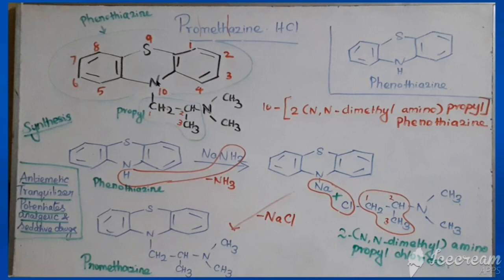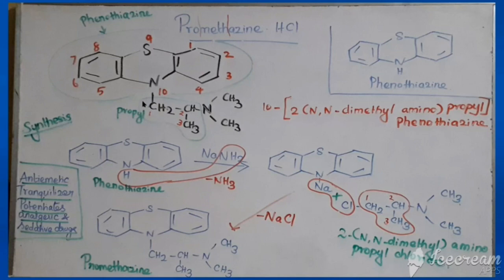Now we'll see the synthesis. So first we have taken phenothiazine, and that one is treated with NaNH2. That can be called as sodamide or sodium amide or sodium azanide. So by the addition of sodamide, what happens? NH2 combines with H, and that is removed as NH3. That's why Na would be added with the nitrogen. Now with that we are adding, with the second carbon only this would be attached, 2-N,N-dimethylaminopropyl chloride. So by the addition of these two, NaCl would be removed and we are getting promethazine.